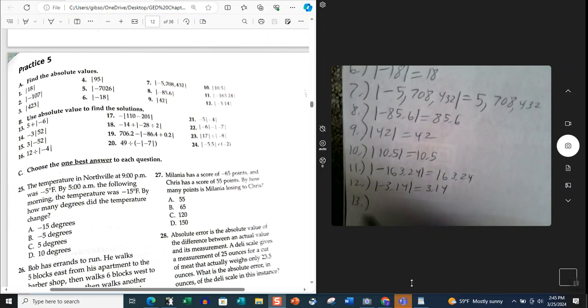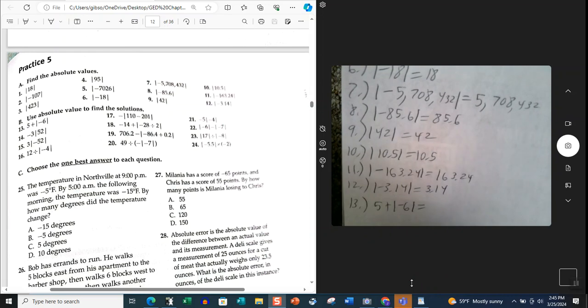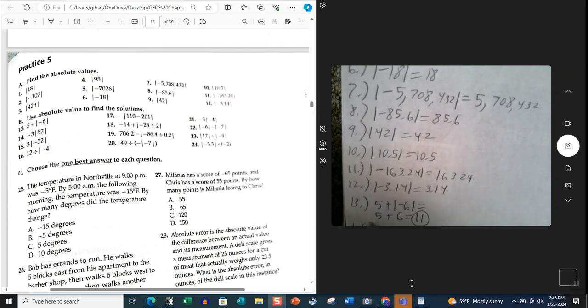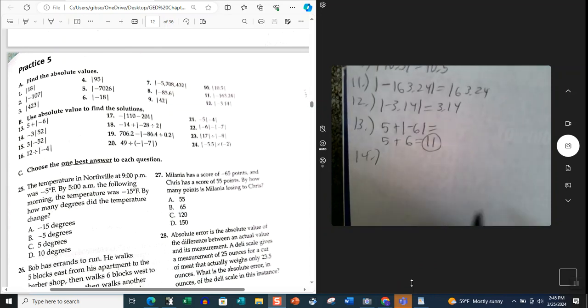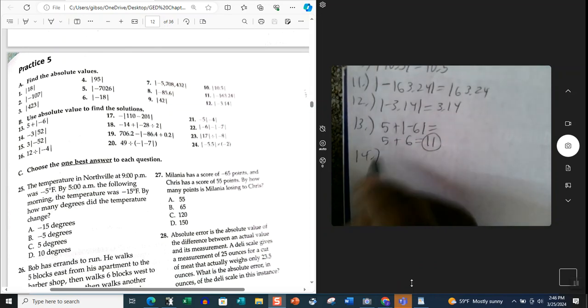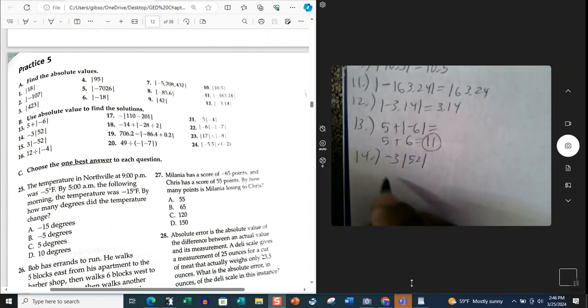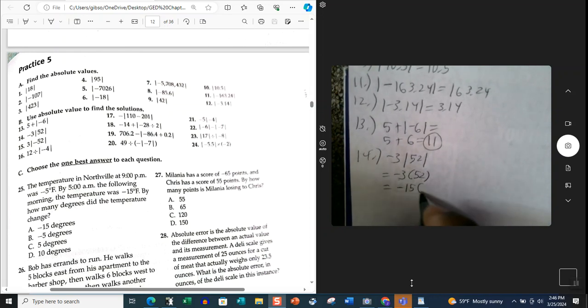13, we have 5 plus the absolute value of negative 6. So the absolute value of negative 6 is just 6. So it's 5 plus 6, which is 11. Problem 14. We have negative 3 times the absolute value of 52. So this would be negative 3, absolute value of 52 is 52. And we know a negative 3 times 52 will give us a negative 156.